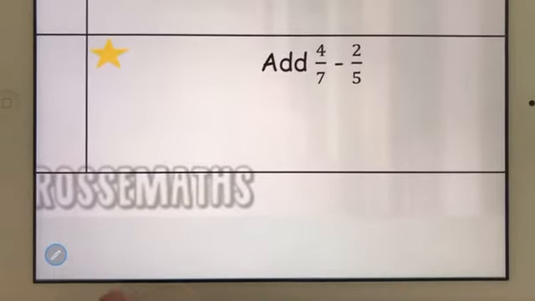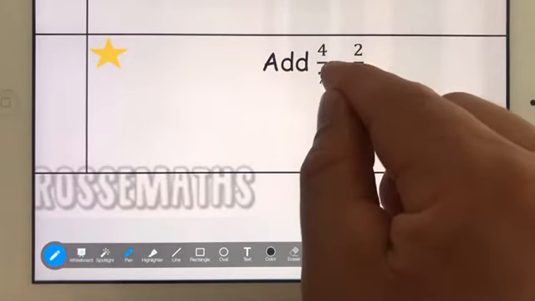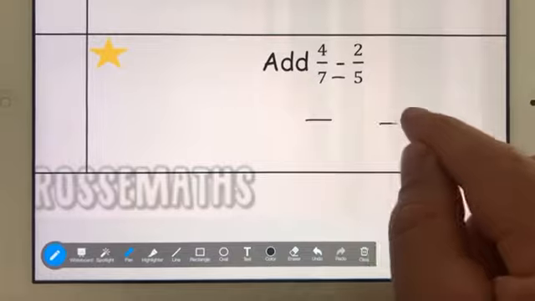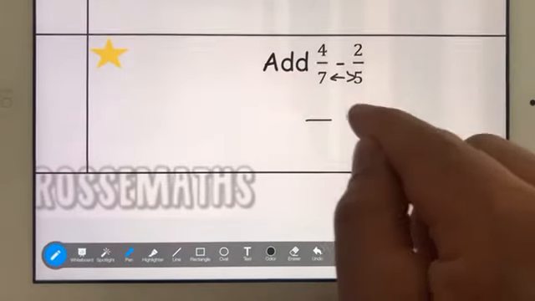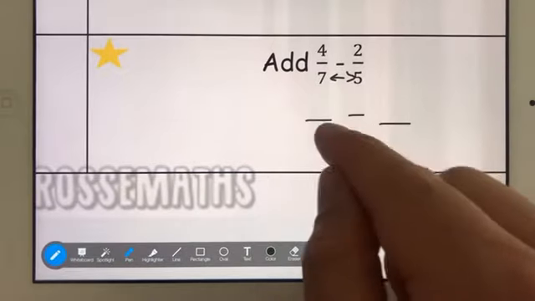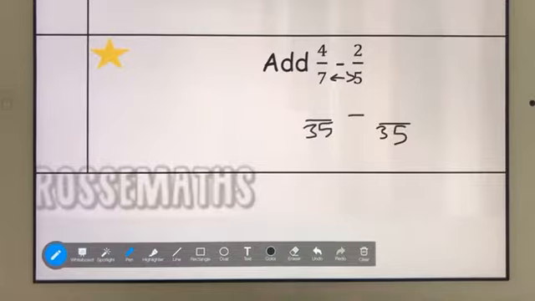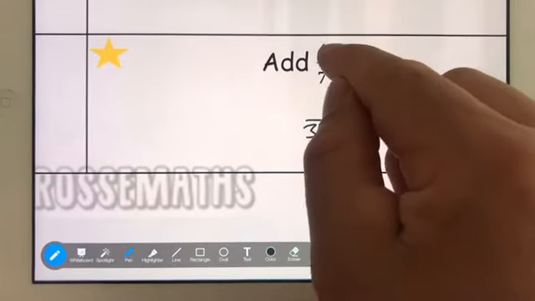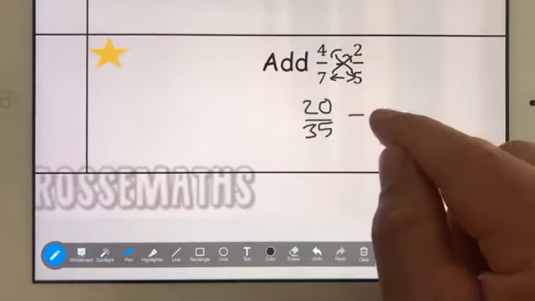Right guys, the very last one. Okay, taking away fractions. Remember, we did something similar on this last week. 7 times 5. I'm going to times the bottoms together because I haven't got the same denominator. You've got to have the same bottom number for this to work. 7 times 5 gives me 35 on the bottom of both. Once I'm there, I'm going to do 5 times 4, which is 20 on the top left, and then 7 times 2, which is 14 on the top right.